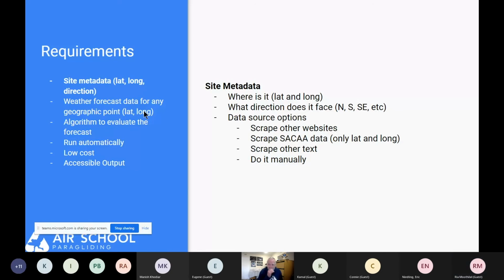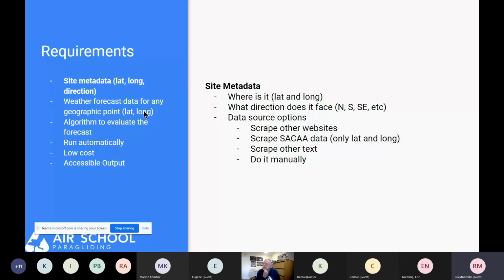Now, where would I get this data from? So I had a few options. I could scrape existing websites, for example, Paragliding Map that we went through just now with those smiley faces. I could scrape the South African Civil Aviation Association data, because they have all the official registered launch sites in a table in a PDF.